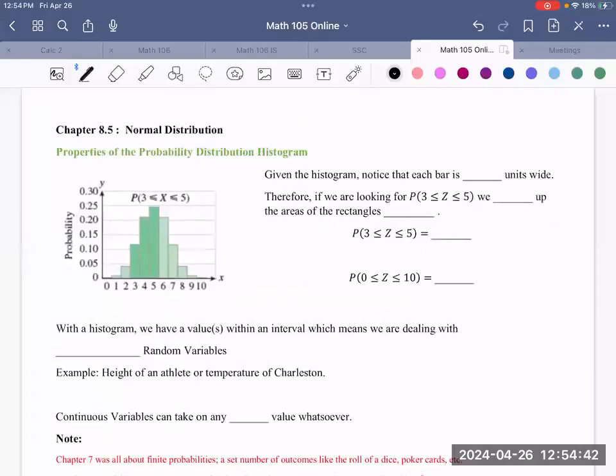Welcome to Math 105, Chapter 8.5, Normal Distribution. So what we're going to be doing now is probabilities of continuous random variables, something that we haven't quite reached yet. We're going to be using not so much Desmos.